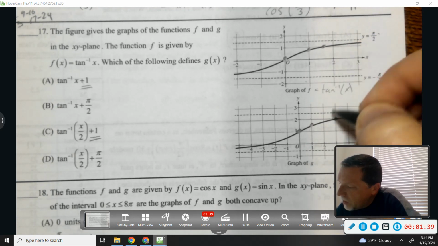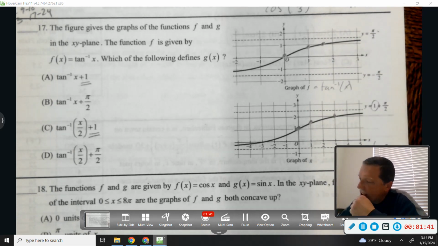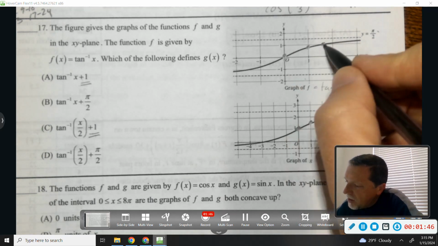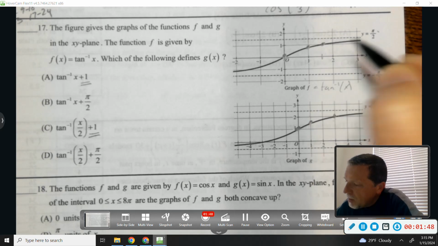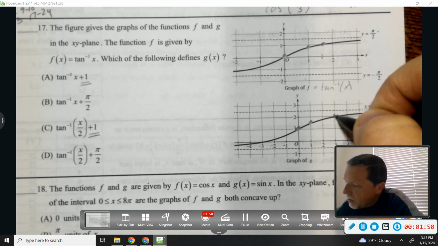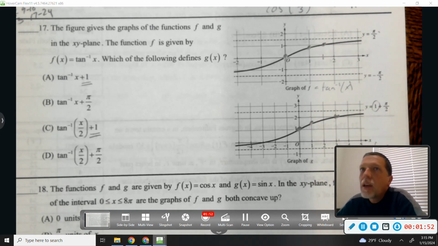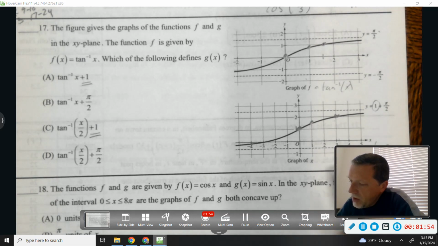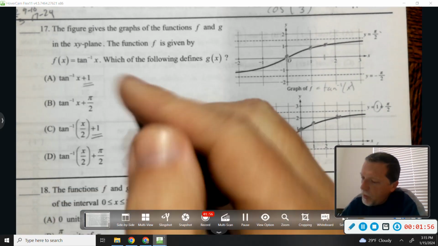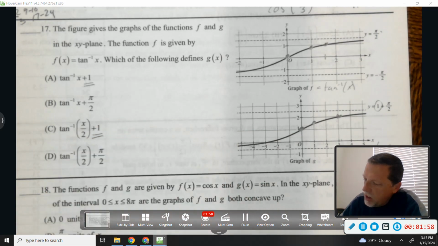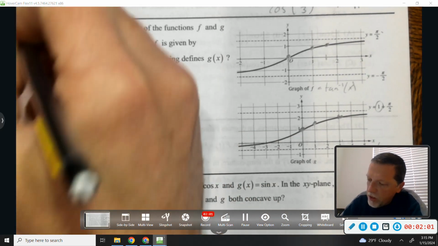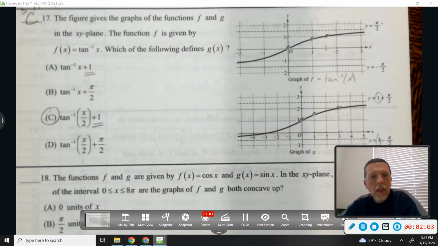No, I've got a period shift on this thing. Because I don't reach 1 until, that's probably pi over 2, and I reach 1 over here, it's probably pi. Please be careful. So I've been stretched out, so my period has changed. So I'm going to go with answer choice C. That's a tricky one.